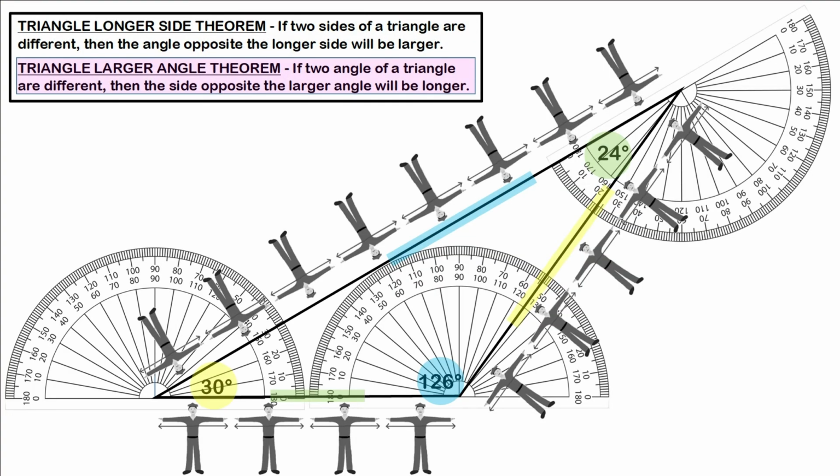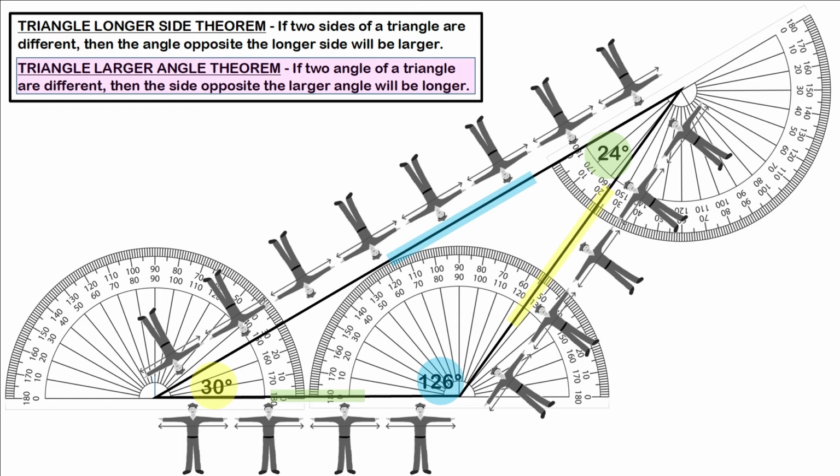Now, if you've ever wondered if you can tell which side is longer just by looking at the angles, that's what the triangle larger angle theorem is about. If two angles of a triangle are different, then the side opposite the larger angle will be longer.